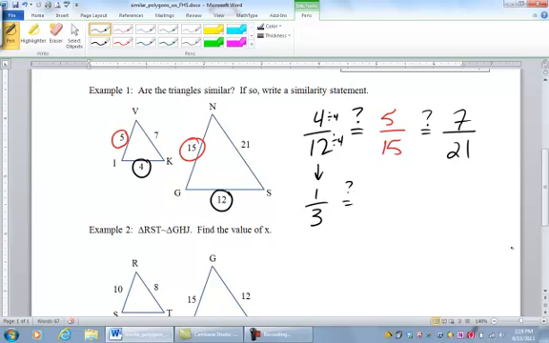Is that equal to, let's do this middle fraction. I can divide top and bottom by 5. That's going to give me 1 over 3. So we're off to a good start. We need to check all three fractions just to make sure all three of them are equal.